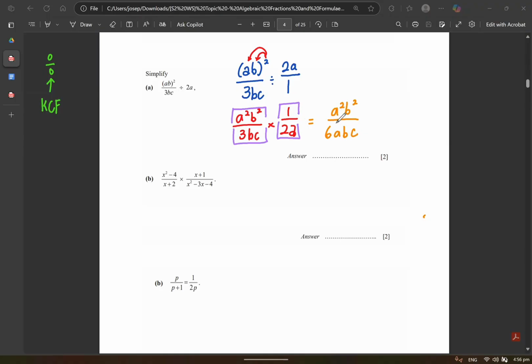Okay, so from here itself, what can you do? You can cancel A, cancel this, cancel B, cancel this, right? So you get left with AB over 6C. Okay, so anything else you can simplify? Cannot, and this is your answer for this question.